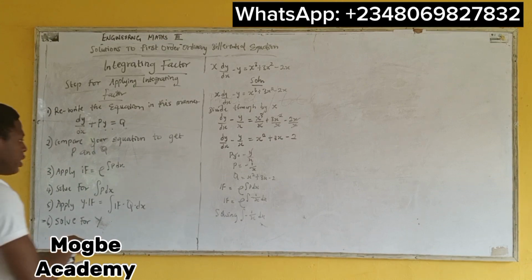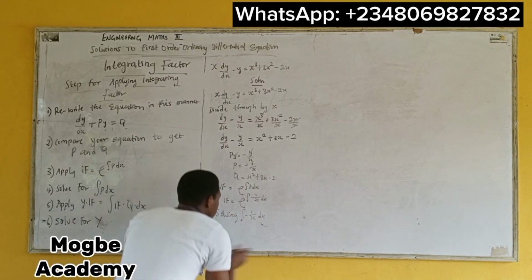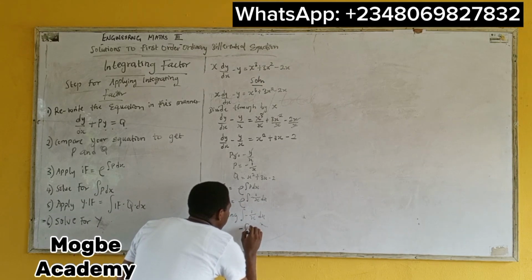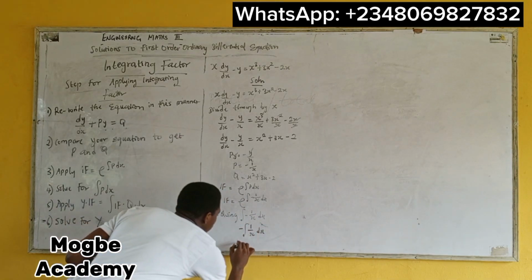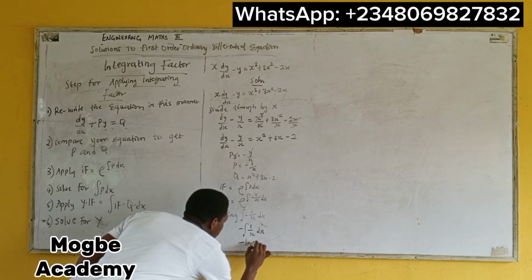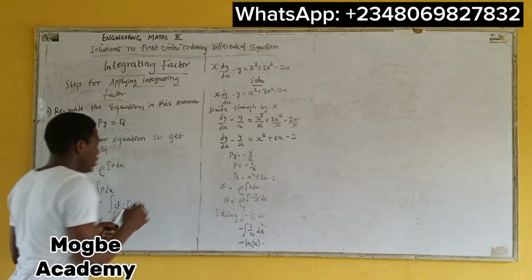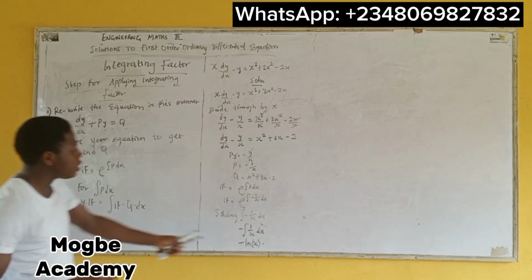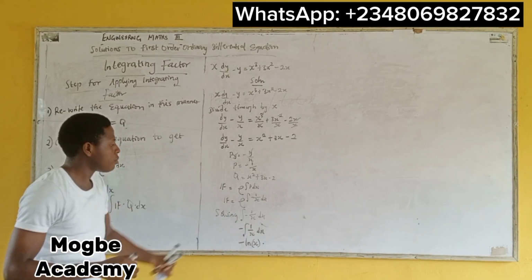Now, but we know that this can be written as what? This can be written as minus integral of 1 over x dx, where this is equal to what? Minus ln x. So we've gotten this. What do you do next? Substitute it back into this equation here.